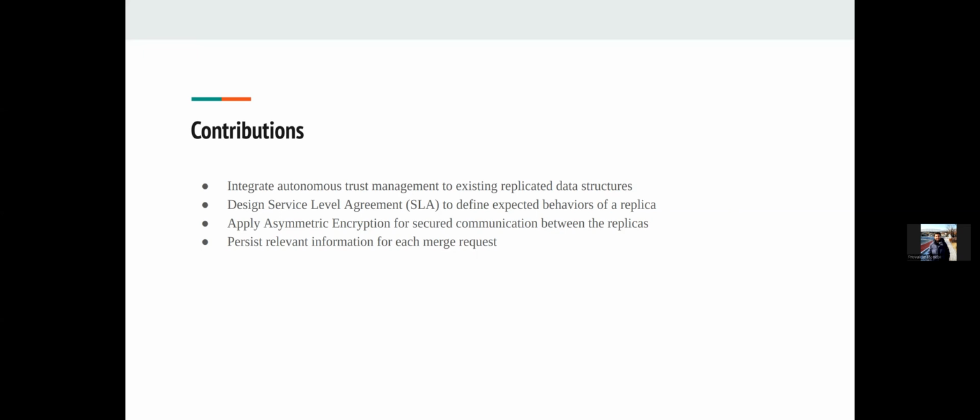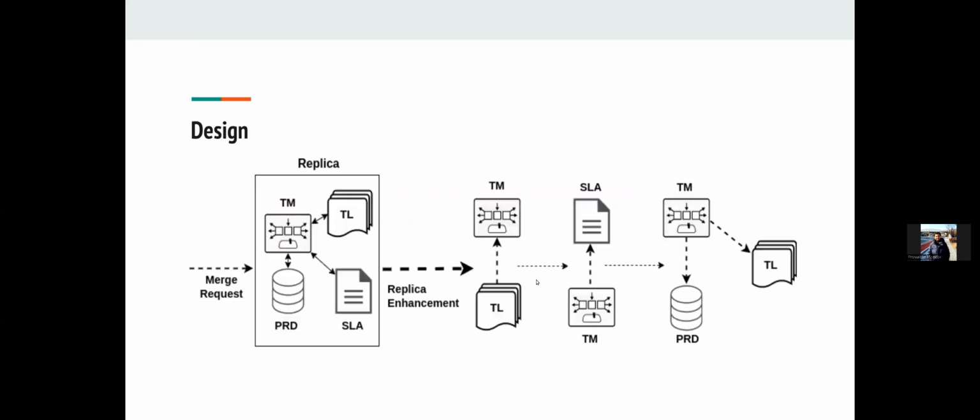And to secure communication between the replicas, I have used asymmetric encryption, and for every synchronization request, I have persisted the relevant information, so that each replica can build up a behavioral history of other replicas. Okay, so this is my system design in this project. This is the overall replica, and from the diagram we can see that it has four parts: TM, PRD, SLA, and TL, and there is a workflow.